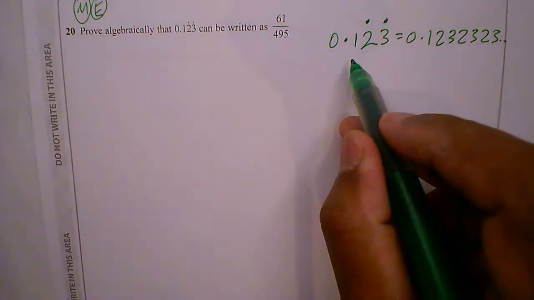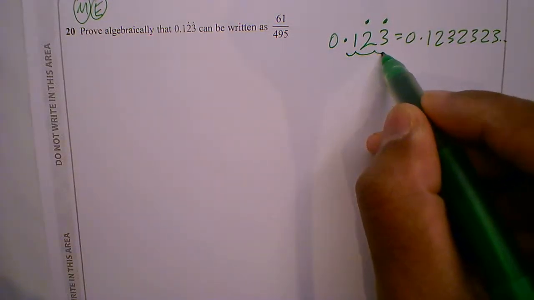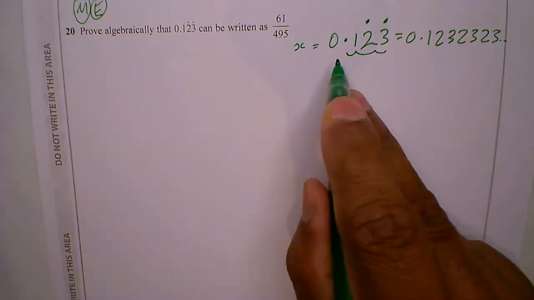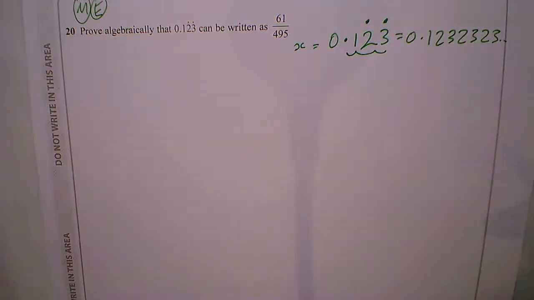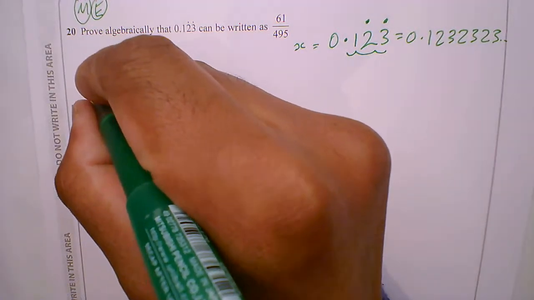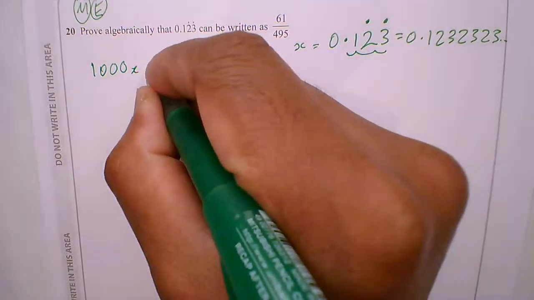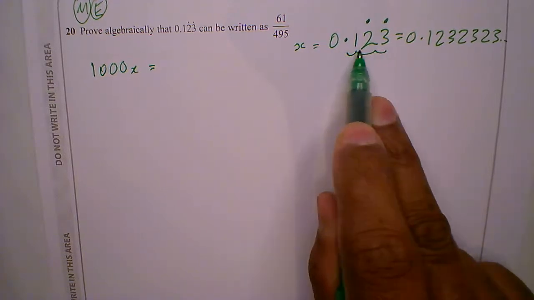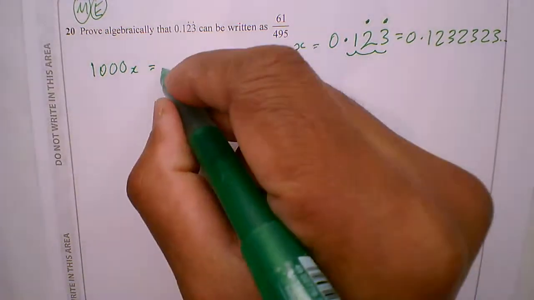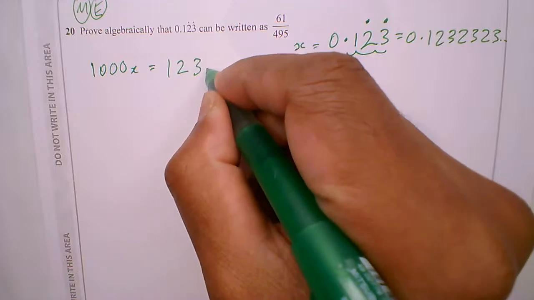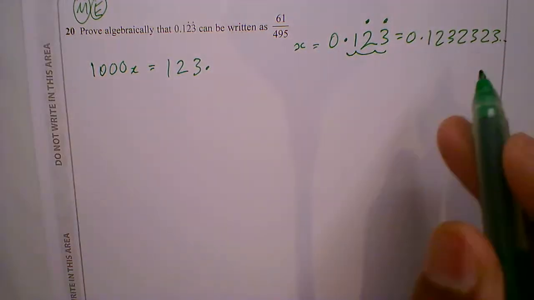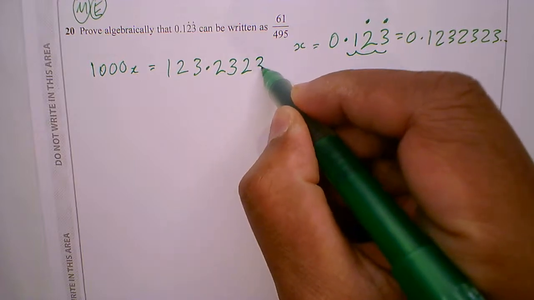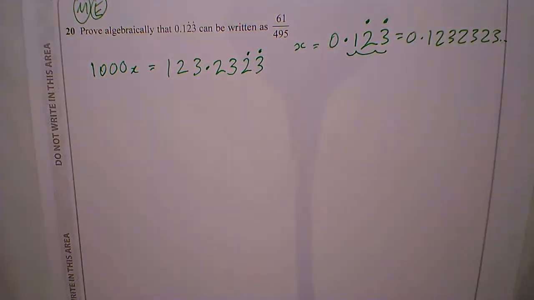So first of all, 0.123 has 3 place values here. So I'm going to call this x, and I'm going to multiply this by 3 place values. So that becomes 1000x equals, and if these digits come before the decimal point, it becomes 123 point, and then we have the other digits 2, 3 going on continuously. So I'm just going to write 2, 3 twice, for a reason I'll show you in a little bit of time.